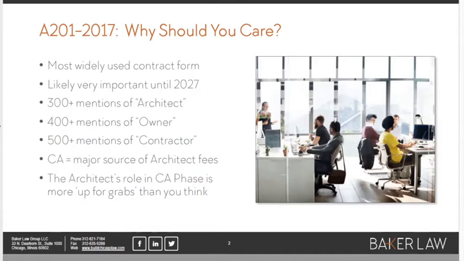Does the GC necessarily want the architect walking the site, making site observations, and reporting back to the owner on what's good and what's not? Probably not. General contractors would prefer not to have that.